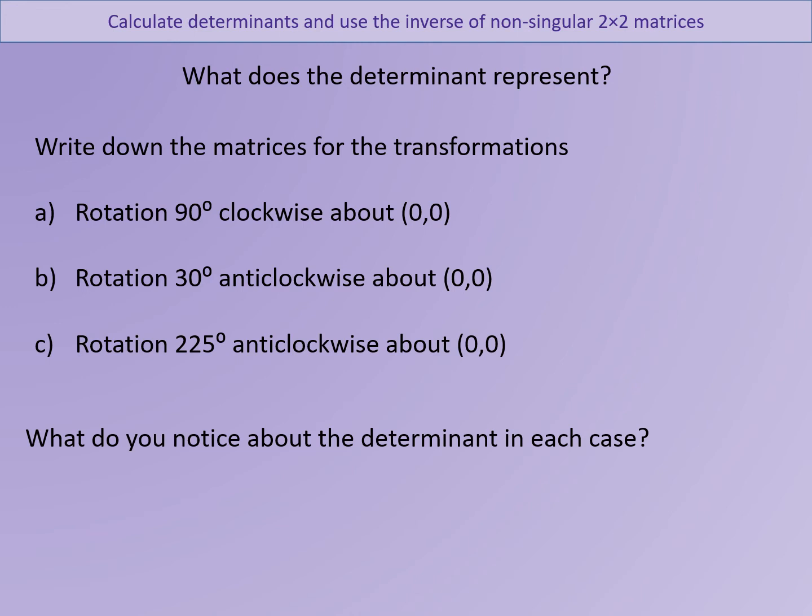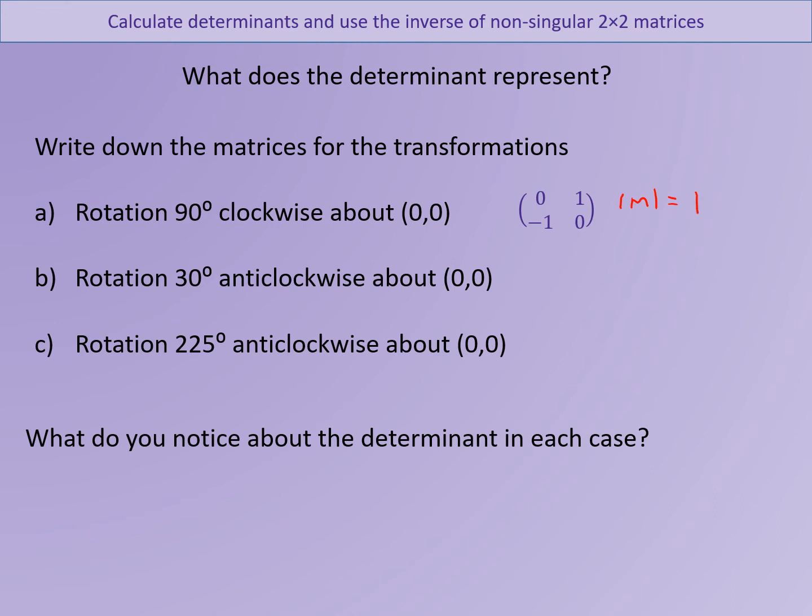So the first one, rotation 90 degrees clockwise, about 0, 0. The matrix representing that is 0, 1, minus 1, 0. If we calculate the determinant, we get 0 times 0 minus 1 times minus 1, which is 1.